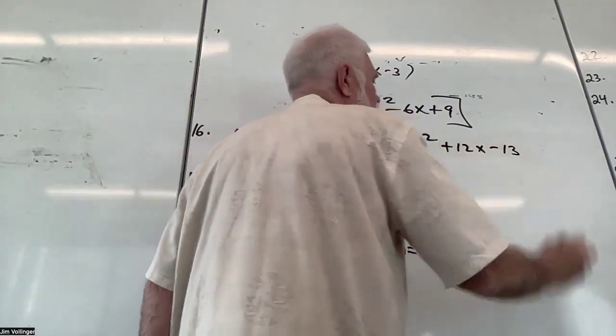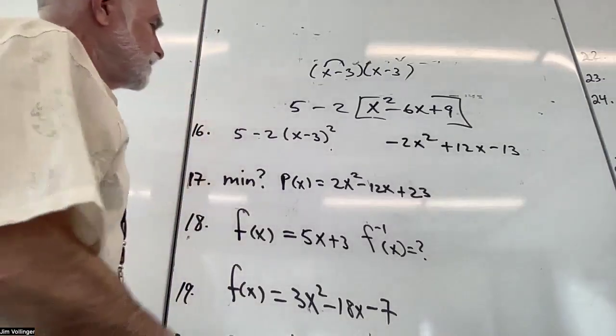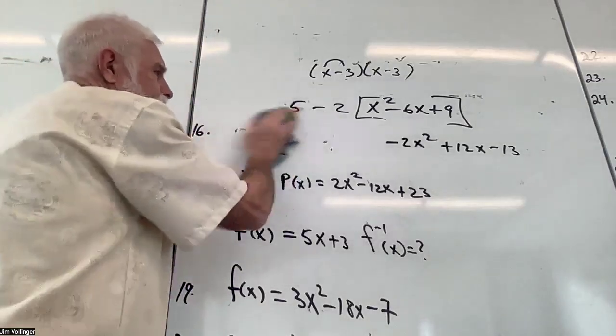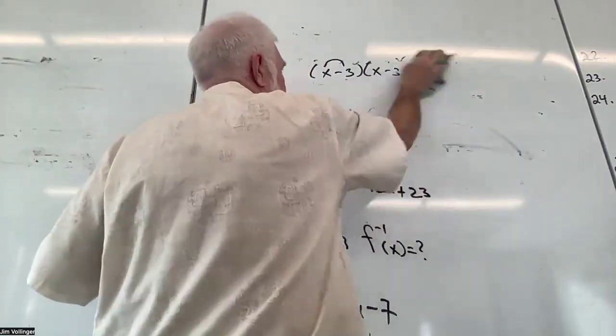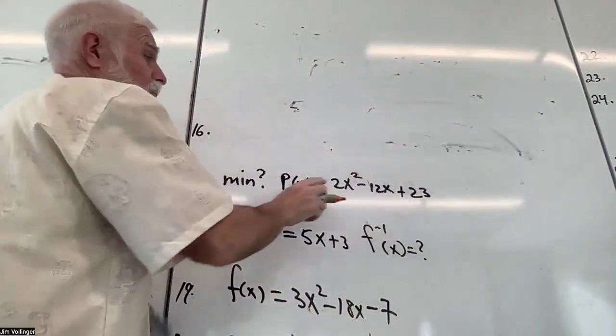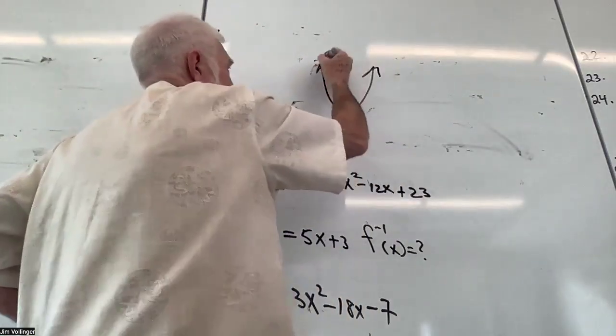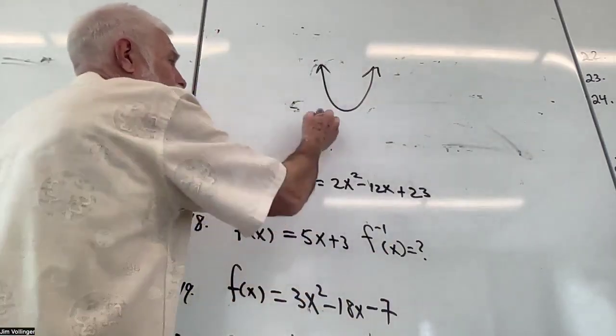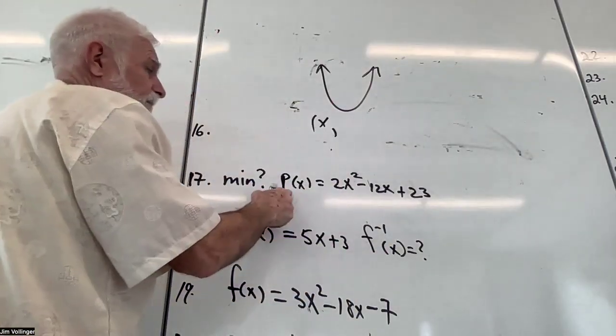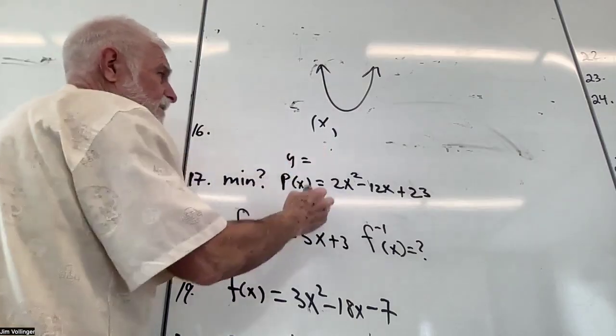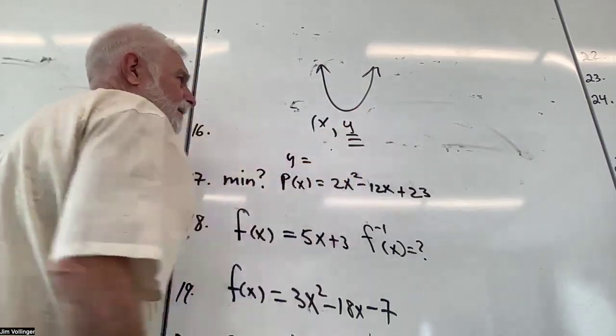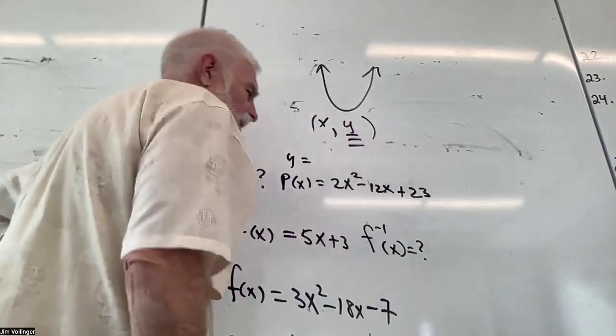I think it's fine to do that and move on. So that's the expansion. P of x, looking for the minimum. You should recognize that as a cup shape up. You should know that if you get the right x, P of x is another way of saying y equals, and that's what we're after. That value is the smallest y.